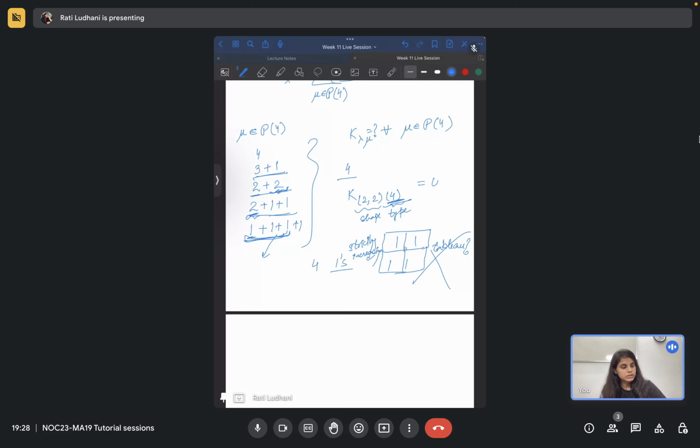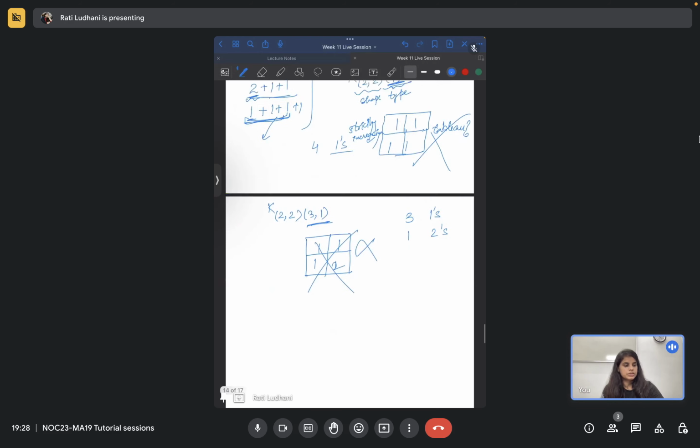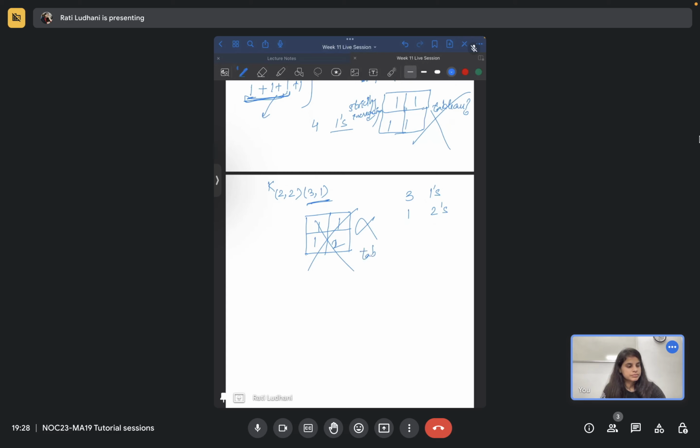Now you consider the next one, which is 3 comma 1. Again the same, you have the tableau to be just this. Now you have to put 3 comma 1, so 3 ones and 1 two. This is also not possible, exactly, because the first column is not strictly increasing. So this is the only possibility, and that is again not a tableau. So SSYT, no.